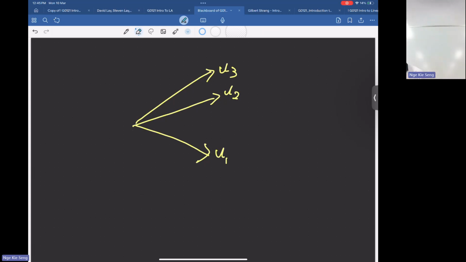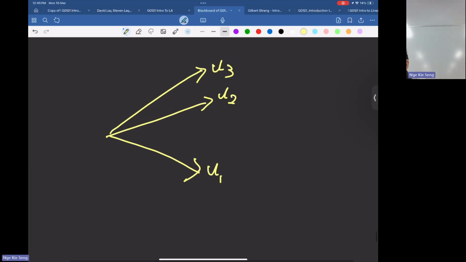Okay, so you want to project who to who? Where is x1 here? No, x3, right? So you want to project u3 to u1. Okay, let's do that. If we project this, maybe we'll get something like this. And then we'll get 2 parts, right? One is the projection part.